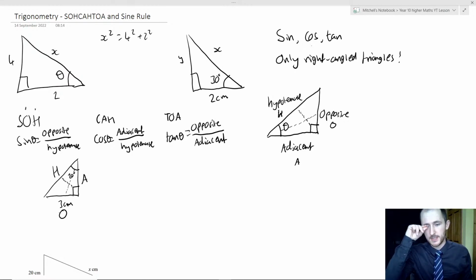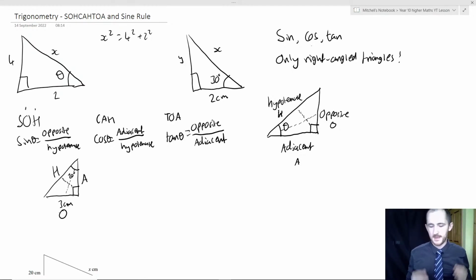Now, of course, we haven't actually done any maths yet. We just labelled the triangle, but labelling the triangle is the first step. If you get the first step wrong, you get the rest of the question wrong. So it's really, really important that you remember this. Opposite the right angle, hypotenuse.